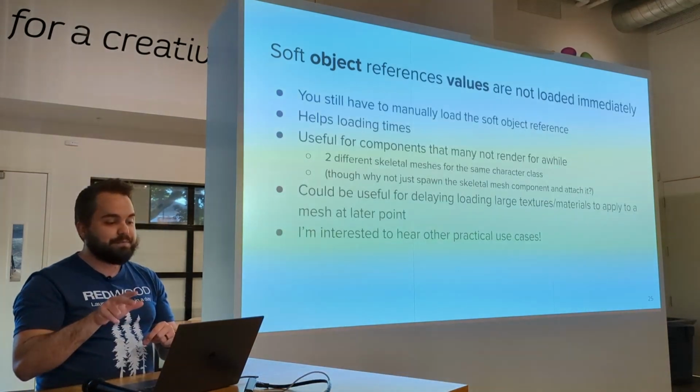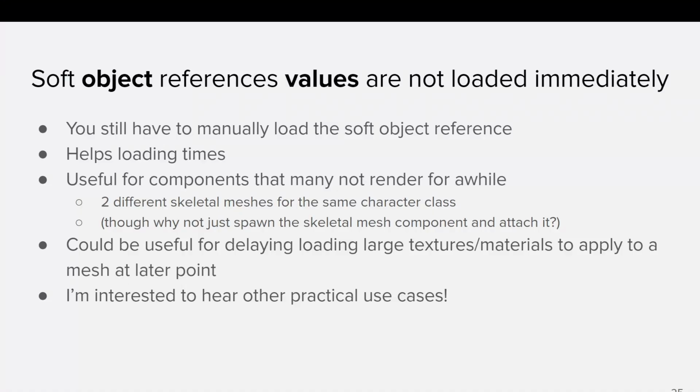What they are specifically for, and Epic did a talk about it and was kind of confusing, and you had to decipher the video, but here is what a soft object reference is for. It's the values of that soft object reference. Whatever you set that soft object reference for, those values are not loaded into memory immediately on the asset being loaded. And you still have to manually load that value.